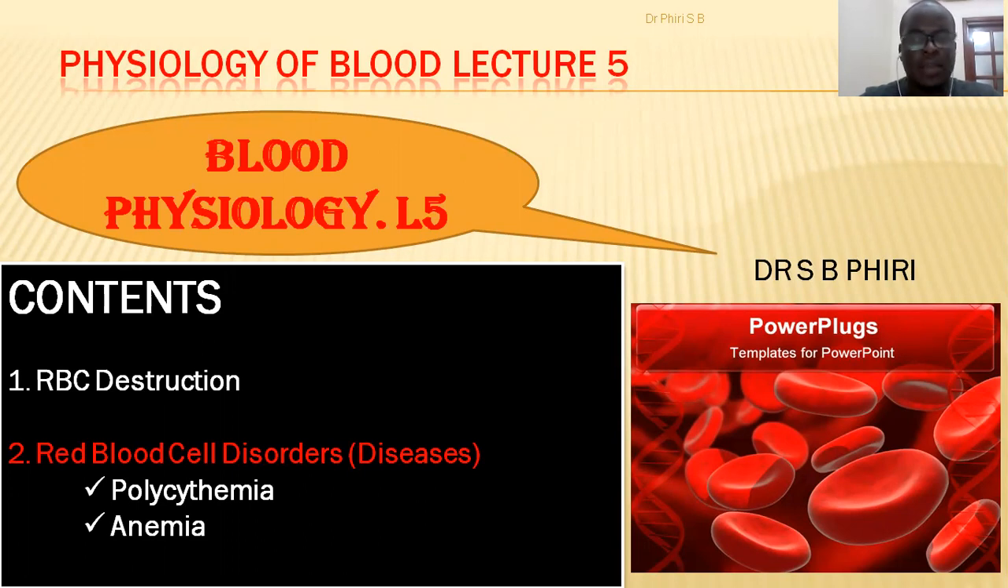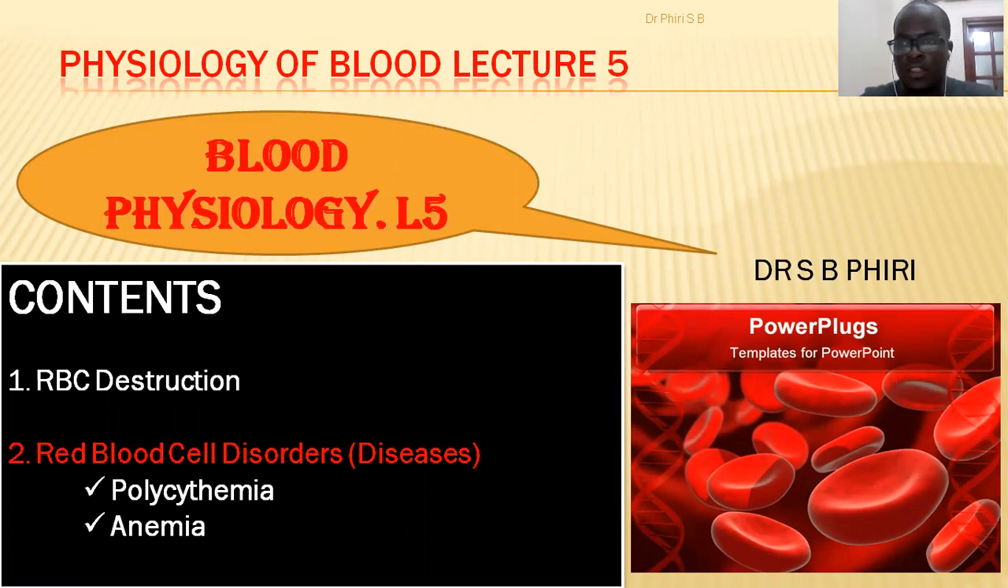You have polycythemia, where you have an increase in total numbers of red blood cells. Then you have anemia, where you have a decrease in total numbers of red blood cells. When you do your red blood cell count, you'll be able to differentiate the two types of disorders: those that are associated with an increase in red blood cells and those that are associated with a decrease.